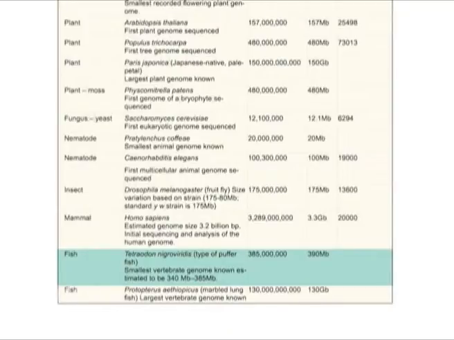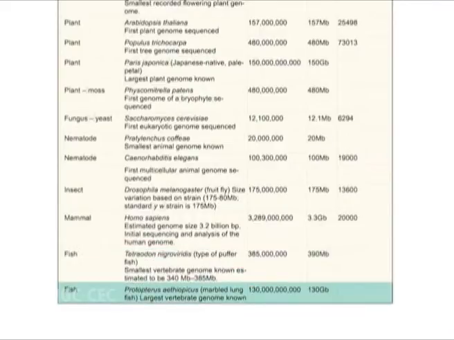Among the fishes that have been sequenced, Tetraodon nigroviridis, a type of puffer fish, the smallest vertebrate genome known, is estimated to be 340 MB to 385 MB. Protopterus aethiopicus, the marbled lungfish and the largest vertebrate genome known, has a genome size of 130 GB.